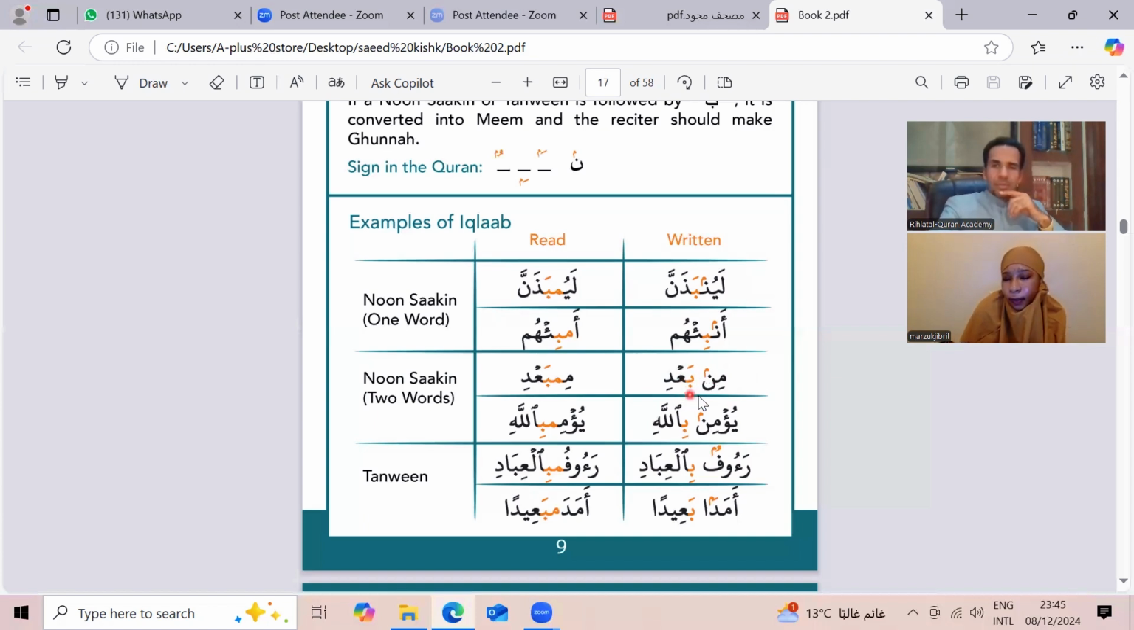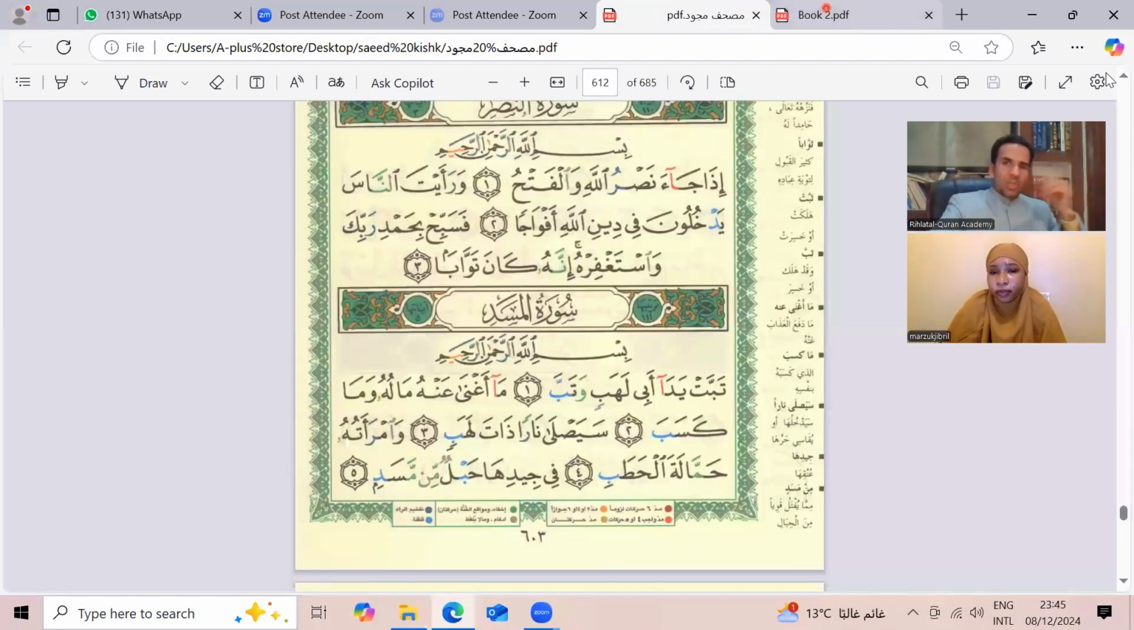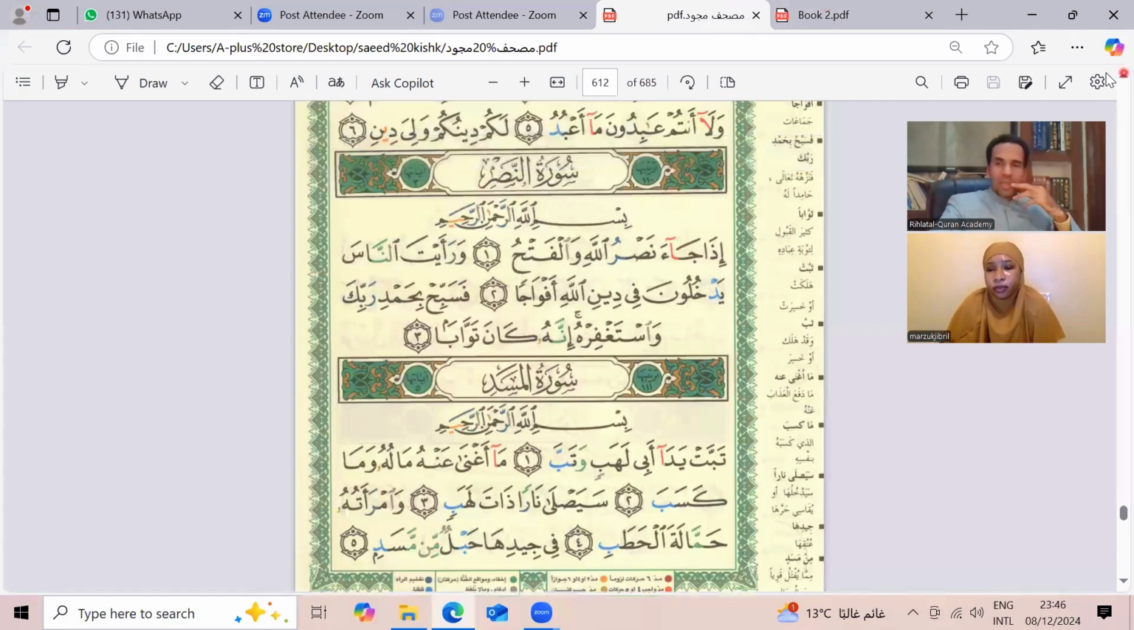What does it mean if the noon sakinah in the Mus'haf carries a small meem? It means we have to change it to meem. Why should we change the noon sakinah to meem in this case? Because it's followed by ba. Excellent. That's the way it's written, min ba'd, but when we pronounce it, we have to say mim ba'd. So we change the noon into meem. Okay? Next time, inshallah, you will continue with ikhfa.